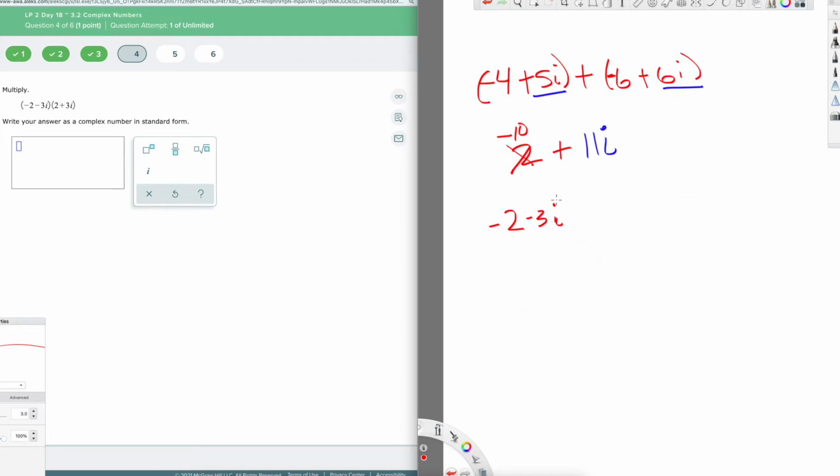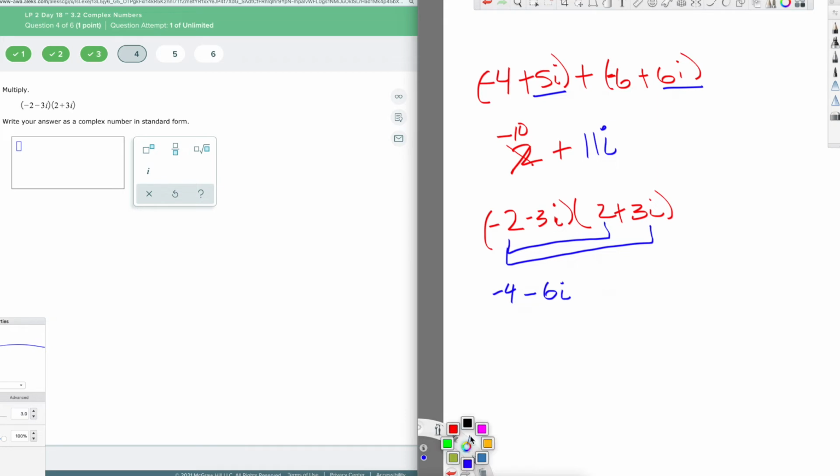All right, so with this guy, so I want to do FOIL. I want to multiply these guys together. So I have negative 2 times 2, that's negative 4. Negative 2 times 3i, so that's going to be negative 6i, because negative 2 times 3 is negative 6. And then the i gets tacked on just like it's a variable.